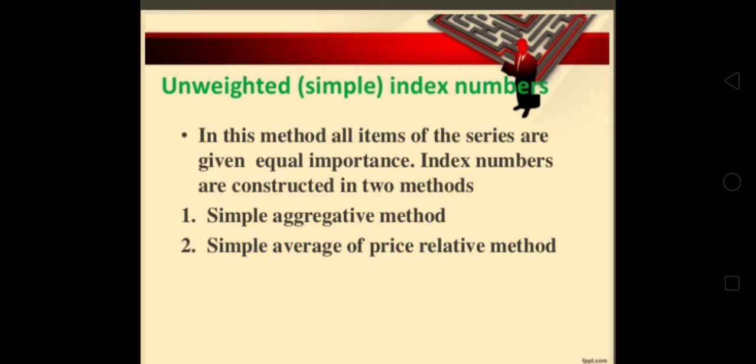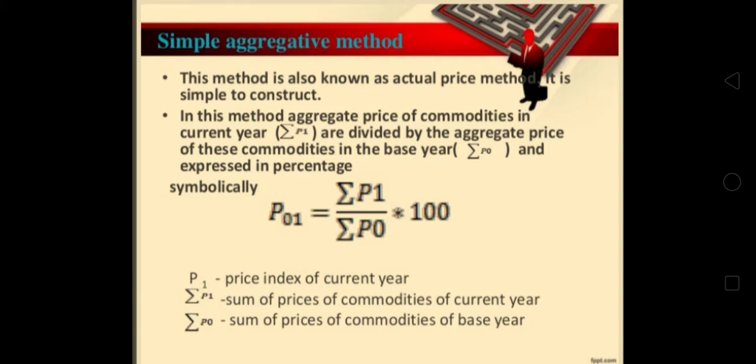In this method, all items of a series are given equal importance. Index numbers are constructed in two methods, simple aggregative and simple average of price relative method. What is the simple aggregative method? This method is also known as the actual price method. It is simple to construct.